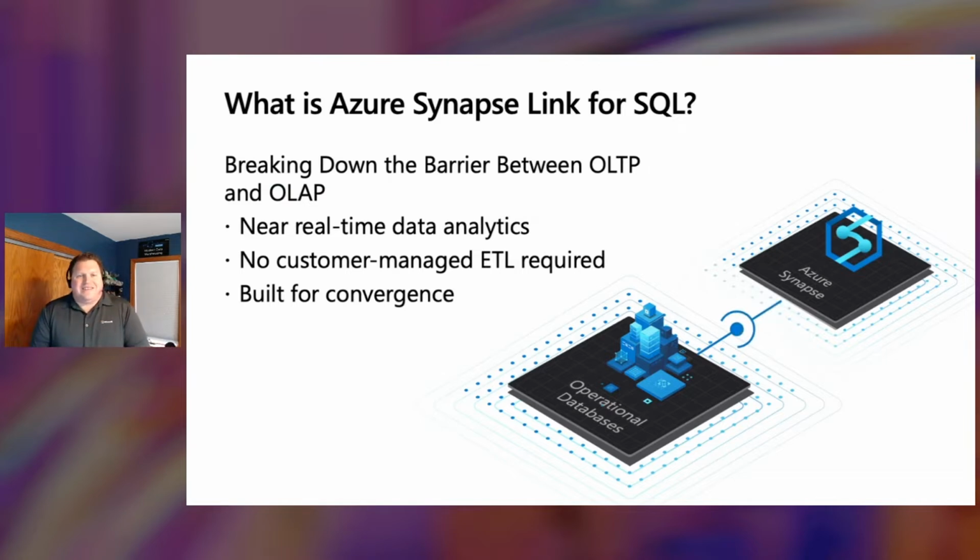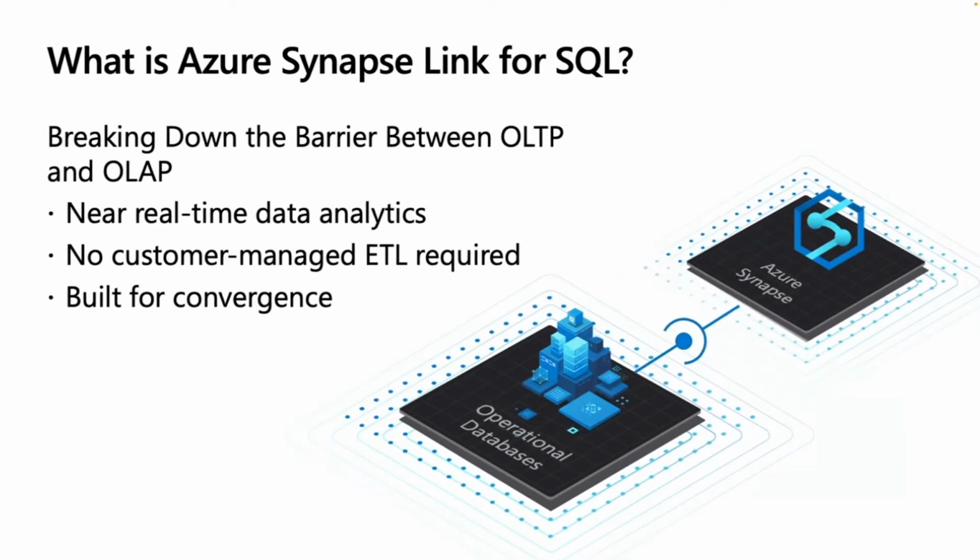So what is this thing that we're calling Azure Synapse Link for SQL? We really want to try to break down the barriers between OLTP systems and OLAP systems. Now, we have a product in market for Synapse Link with Cosmos DB. You might have heard of this, where you can take your operational data from Cosmos DB and link it to an Azure Synapse Analytics environment for advanced analytics. We are now doing that for SQL as well. This is not just for Azure SQL Database. This is also for SQL Server 2022 on-premises.